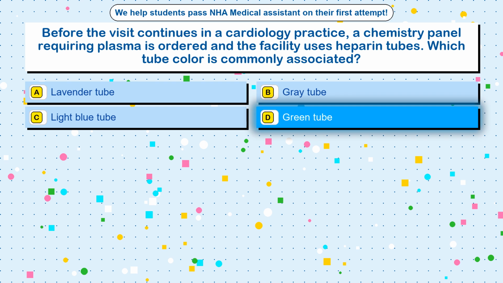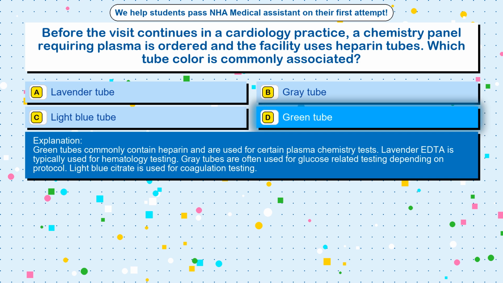Green tube. Green tubes commonly contain heparin and are used for certain plasma chemistry tests. Lavender EDTA is typically used for hematology testing. Gray tubes are often used for glucose-related testing depending on protocol. Light blue citrate is used for coagulation testing.